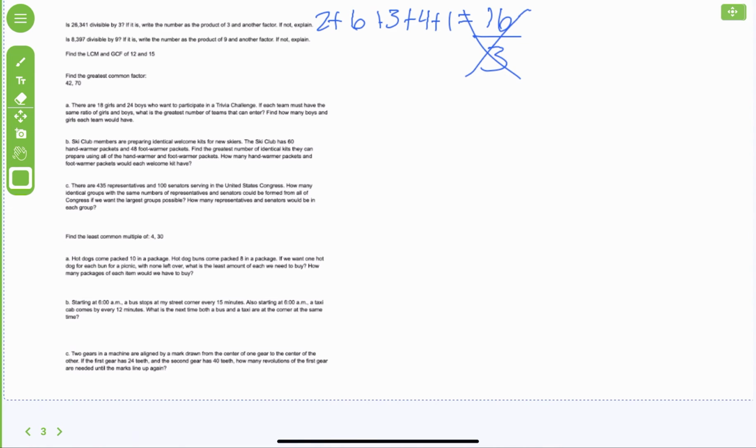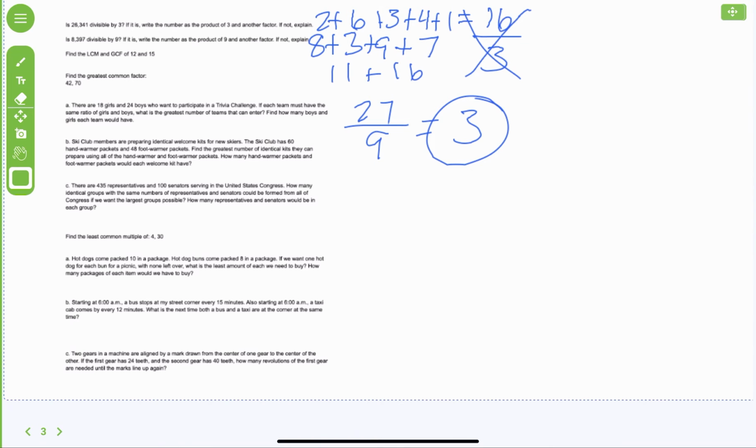Is 8,397 divisible by 9? Well, what's our rule for being divisible by 9? If the sum of the digits is divisible by 9. Well, 8 plus 3 plus 9 plus 7, that's 11 plus 16, which is going to be 27. Is 27 divisible by 9? Yes, it is, 3. So 3 is the other factor. 9 times 3 is 27.